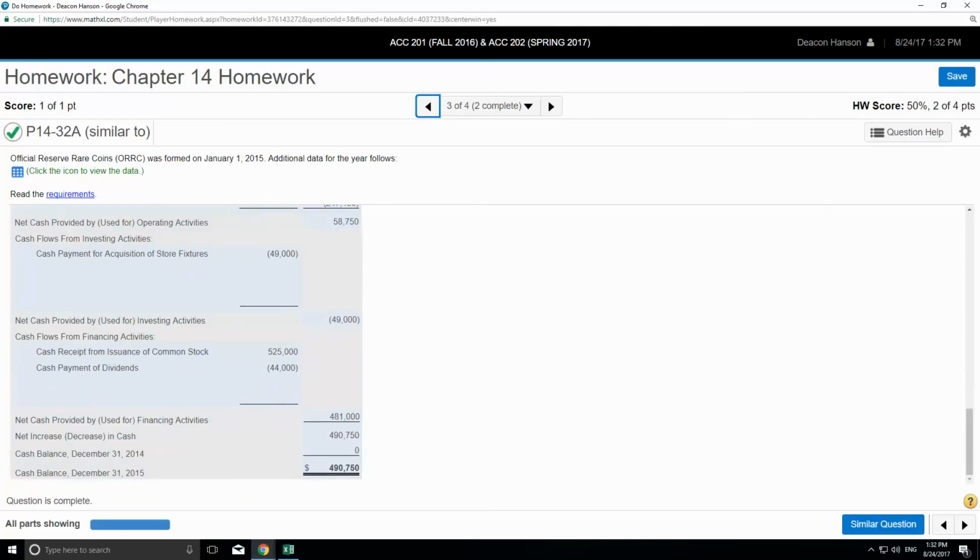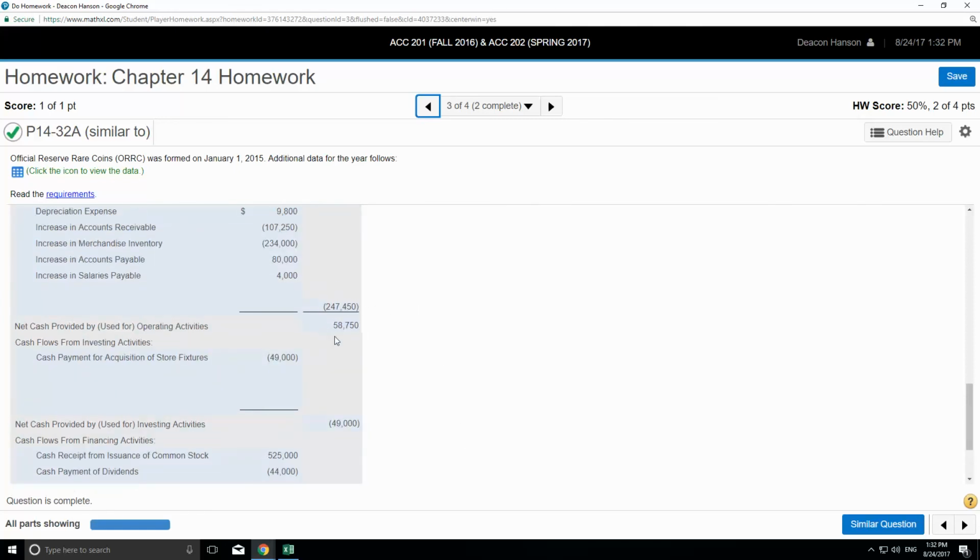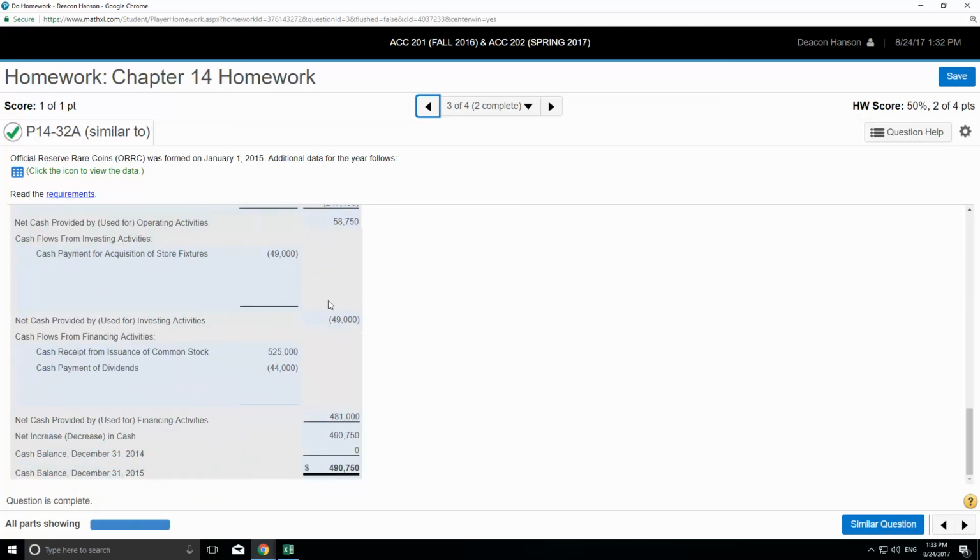Any questions on that? What was the net change in cash again? Oh, $490,750. So how do you get that? Well, you take your operating, the increase in operating, and then I'm subtracting the decrease in investing from that. And then I'm adding back the increase in financing, and that should check out with your cash balance once you've done that, right? If you add that increase to the beginning balance, and in our case the beginning balance is zero because it's a brand new company.